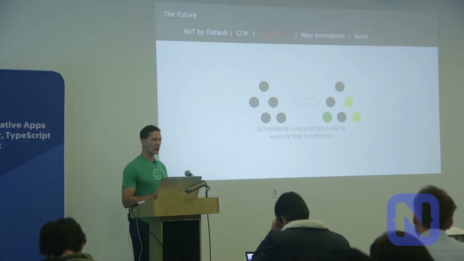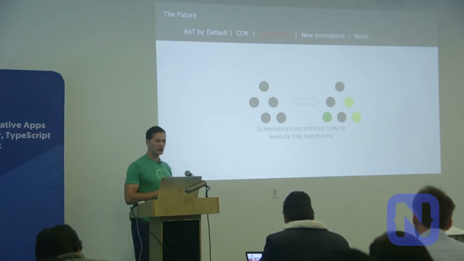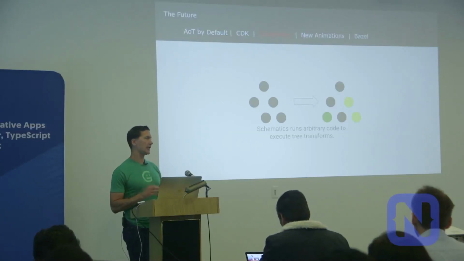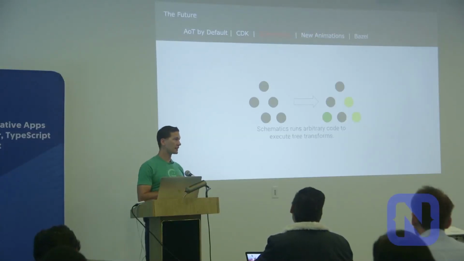Schematics is something where, as part of the Angular CLI project, they've said for a while they want to open up people building plugins for the CLI, and this is going to really enable a lot of that. It's basically an easy way for you to get into the pipeline of the CLI.